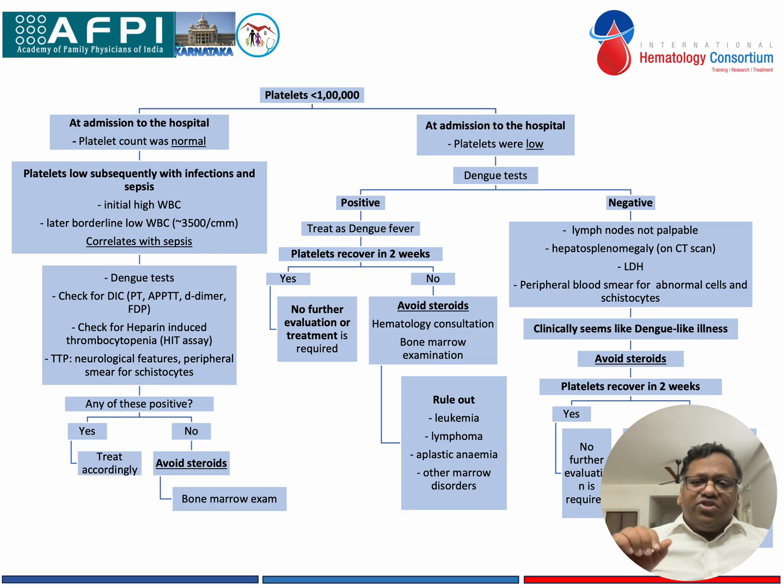If the patient presents with thrombocytopenia, rule out dengue and dengue-like illnesses. Avoid steroids, don't give steroids, it will mask a diagnosis of lymphoblastic leukemia. If it is a suspected dengue-like illness and recovers in 2 weeks, great, nothing more to do. Does not recover in 2 weeks, do a marrow exam.